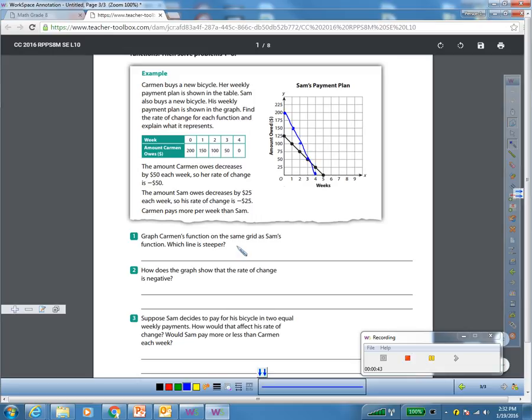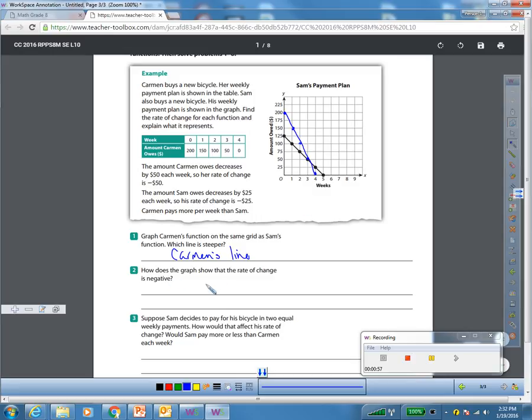And then you can go ahead and compare that now and look at which line is steeper. And you see that Carmen's line is steeper than Sam's. So you'd say Carmen's line is steeper than Sam's. Okay? And you could explain that the slope is steeper there.